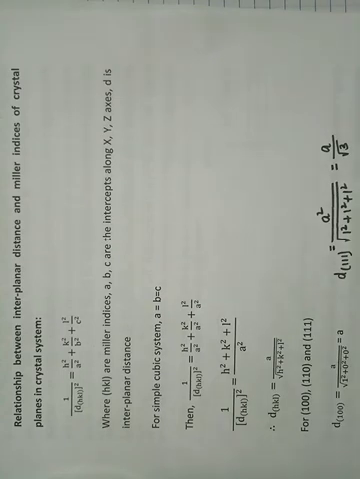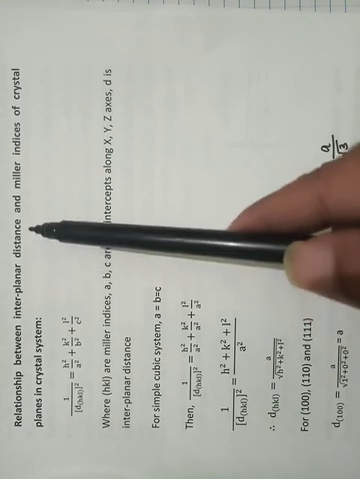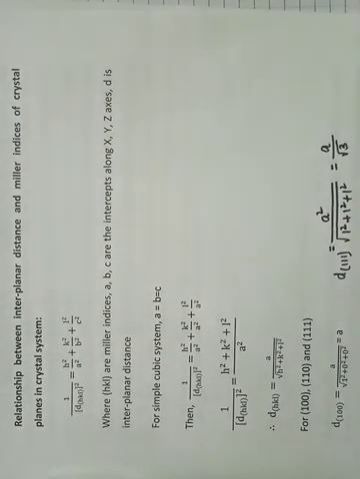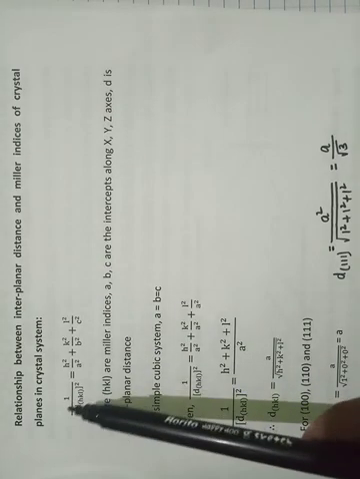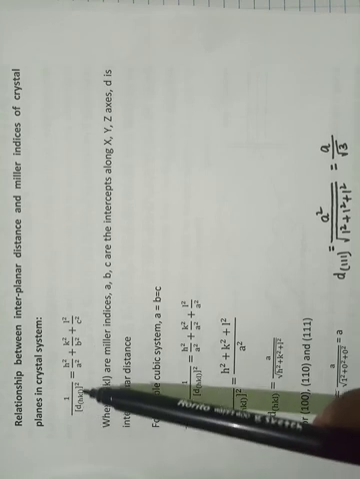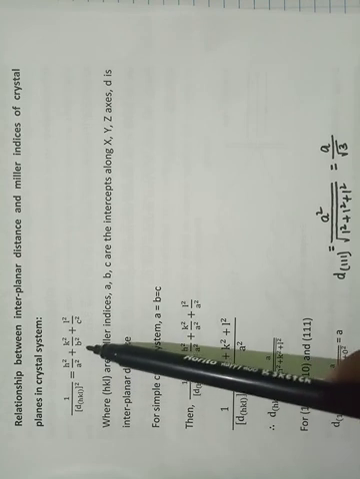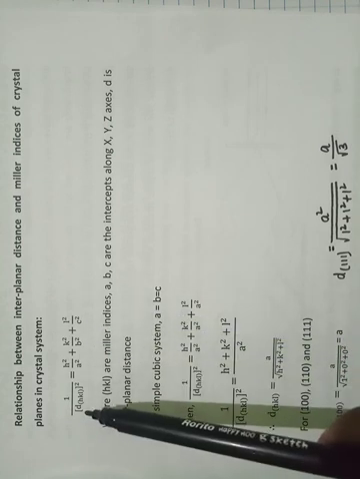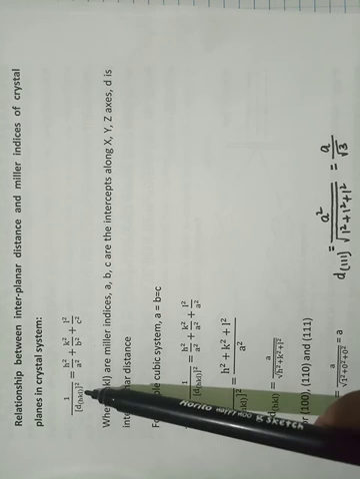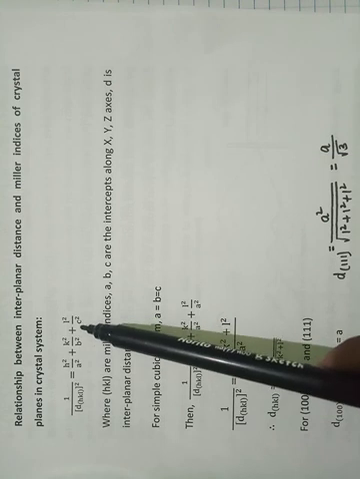Hello dear students. In today's class, let us derive the relationship between the interplanar distance and Miller indices of the crystal planes in a crystal system. The equation is 1 by d square is equal to h square divided by a square plus k square divided by b square plus l square divided by c square. In this equation, h, k, l are the Miller indices and a, b, c are the intercepts.